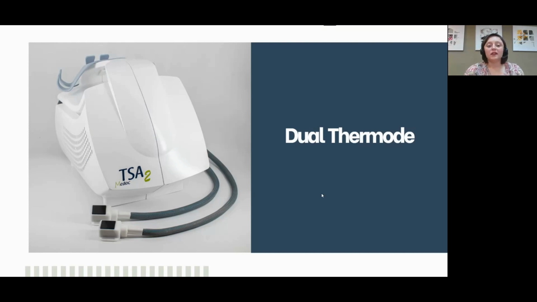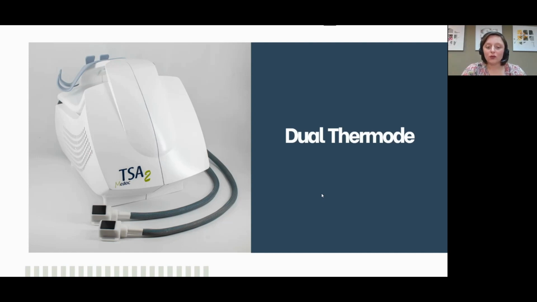Another option the TSA2 can offer you, and this is the last one, bear with me, is to work with dual thermode, with two thermodes simultaneously. You may want to do so for different reasons. You may want to just stimulate first the right hand and then the left hand without the need to switch the thermode.